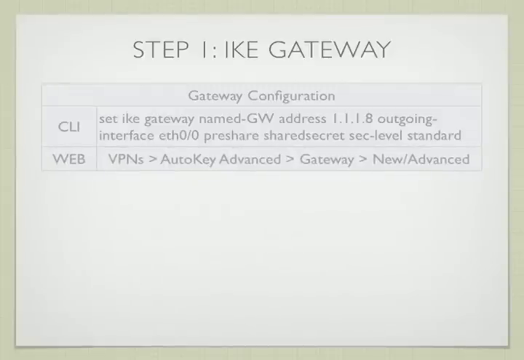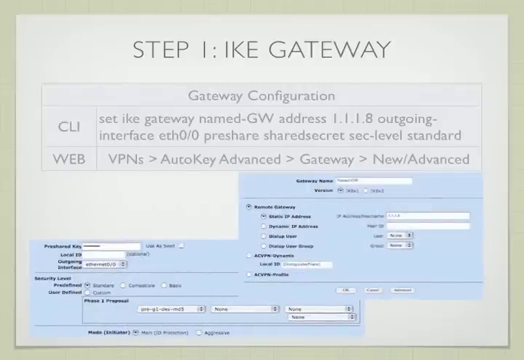In the web interface, then, we're going to go to VPNs, Auto Key Advanced, and Gateway. And then the main gateway and the advanced screen look like these. You're going to fill in the name you're giving the gateway, the IP address or DNS name, and the pre-shared key for this VPN and the outgoing interface, and then the security level. So these are the minimum configuration necessary for doing the site-to-site VPN gateway. These are your phase 1 parameters.